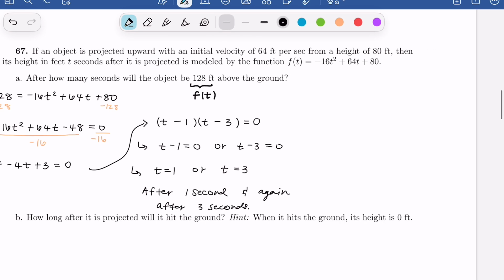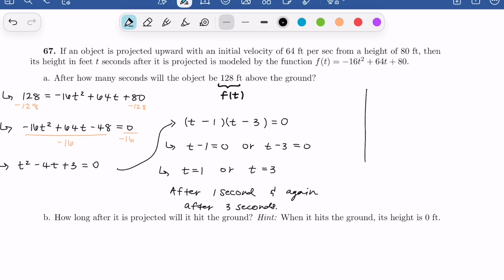Now, this makes sense in the context of this problem. If we were to think about this visually, let's say this here is going to be our height, and this here is our time in seconds.